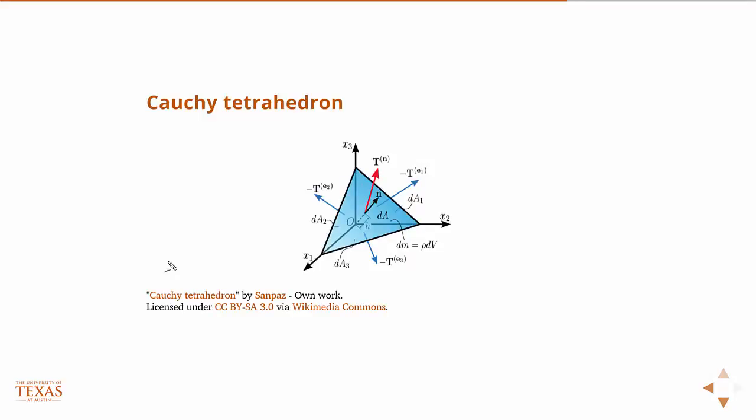There you have the negative tractions on the back surfaces. Since the whole thing's in equilibrium, there's some traction associated with this full face, Tn, and n is defined by the normal vector to this surface. This surface has area dA, and the whole tetrahedron itself has a mass dm. The mass of anything is the density times its volume, dV.